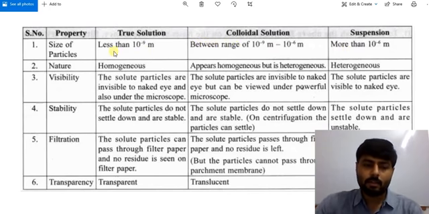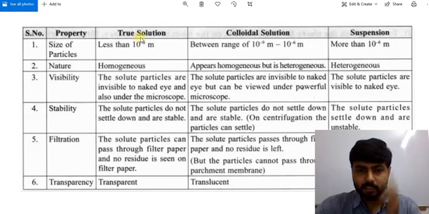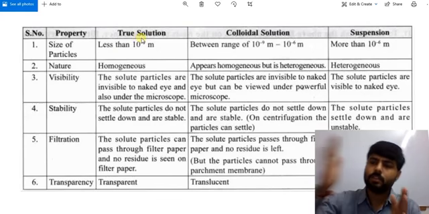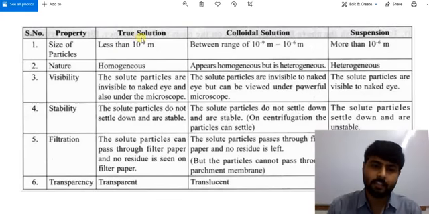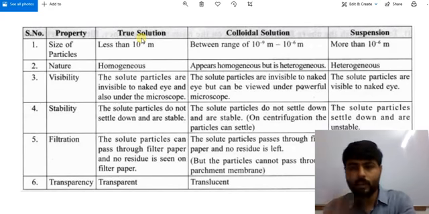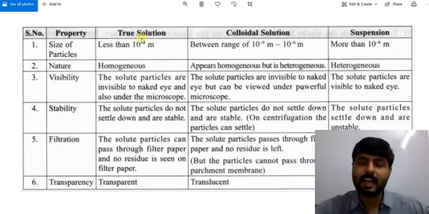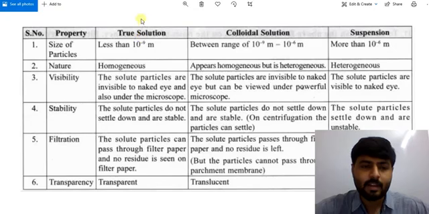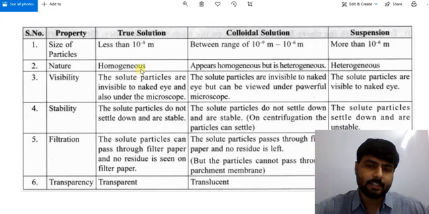So that is about particle size. You can remember particle size as least in solution, then colloidal solution, then suspension. It means size is increasing from solution to colloidal solution to suspension. Nature: true solution is homogeneous, which means particles are distributed evenly throughout the solution.